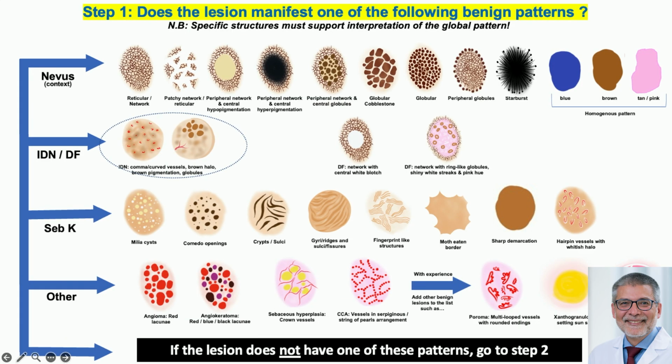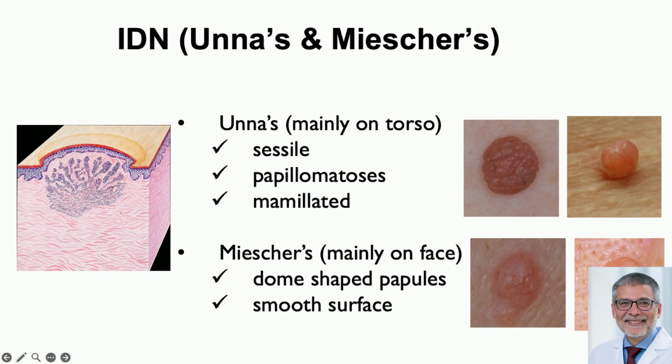Now, what about intradermal nevi? So intradermal nevi on the second tier, there's a group of intradermal nevi, and then we also have the so-called dermatofibroma there. But let's talk about intradermal nevi. There are two types. We have intradermal nevi that are known as Unna's nevi. These are the fleshy ones. They tend to be sessile and pedunculated. They have a mammillated surface. They tend to occur on the torso. And then you have the Miescher's type. Those are the dome-shaped ones that occur predominantly on the face of individuals. So two morphologic types, and the Miescher's type also has a smooth surface clinically.